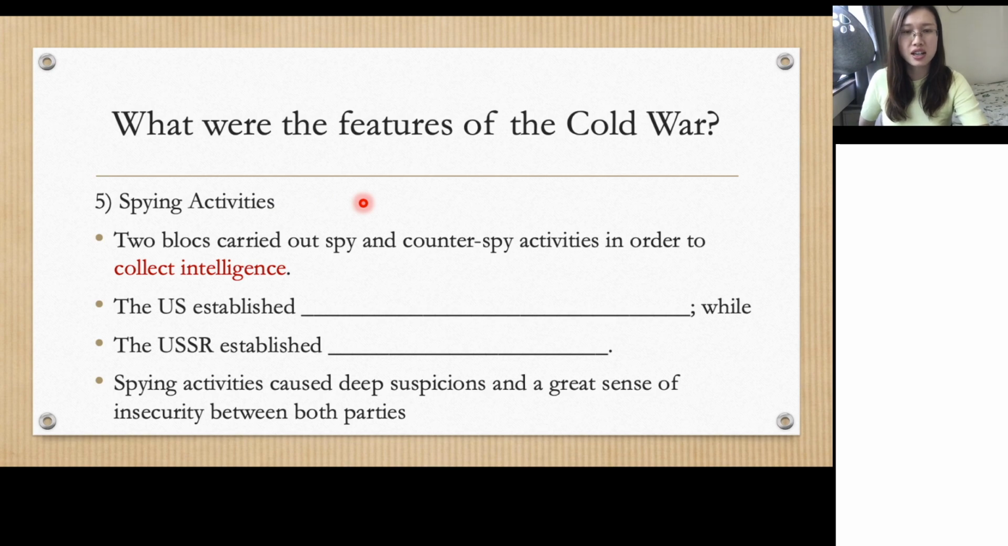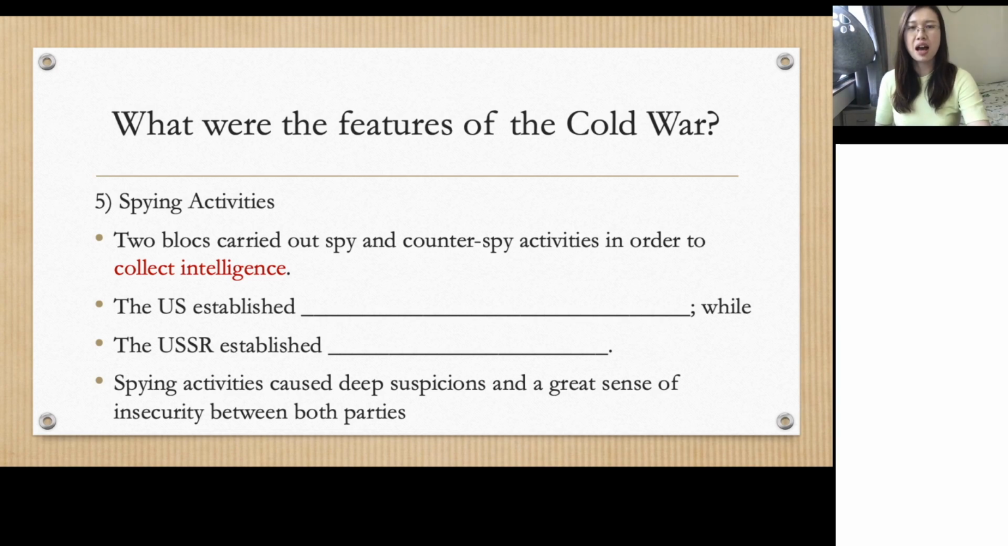So next, spying activities. Both blocs carried out spy and counter-spy activities in order to collect intelligence. This is a time when they spied on each other. This was mainly to find out, for example, any military developments, right? Because they were competing with each other. They didn't want one side to be too advanced compared to the other group, right?